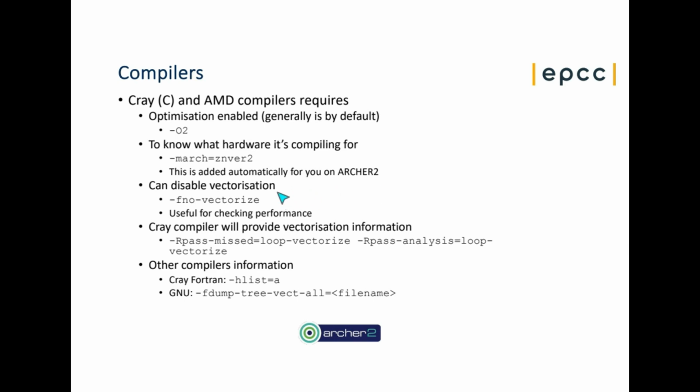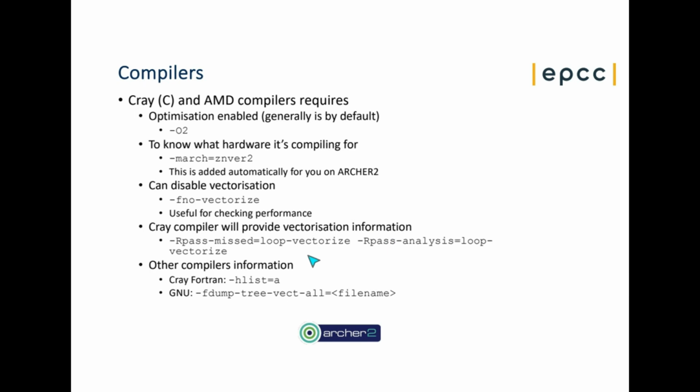You can disable vectorization if you want to, and not turn off other optimizations, with the -fno-vectorize flag. That can be useful for checking whether your code vectorizes or not. Another way to see whether vectorization is making any difference is to just turn it off and see if it goes any slower. The Cray compiler will provide you with vectorization information with the appropriate flags.